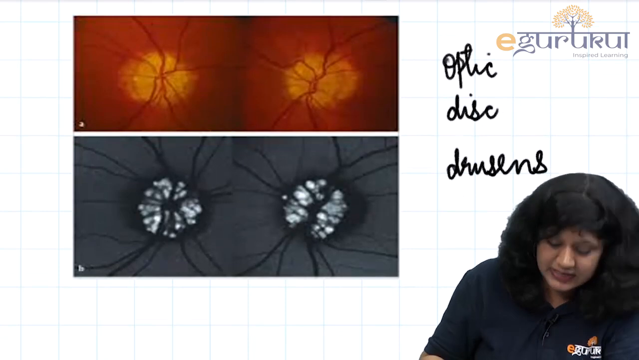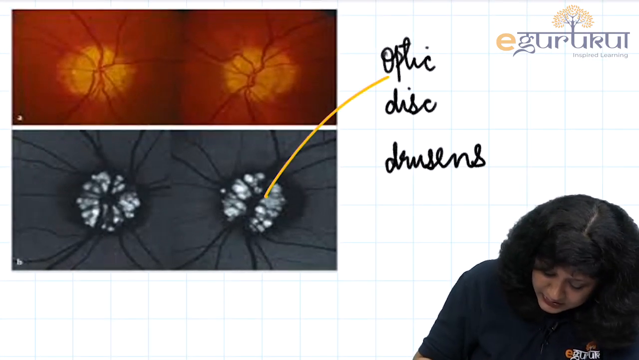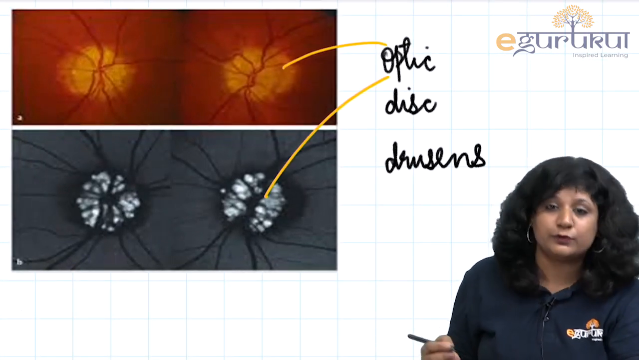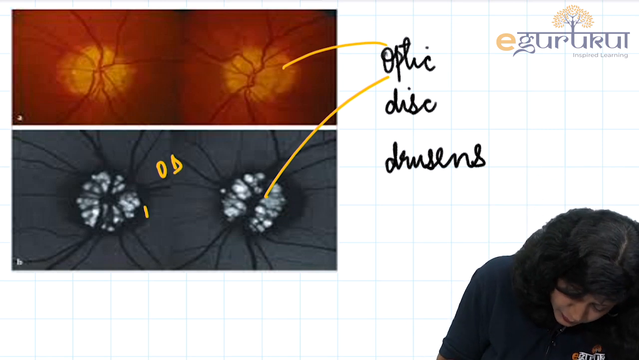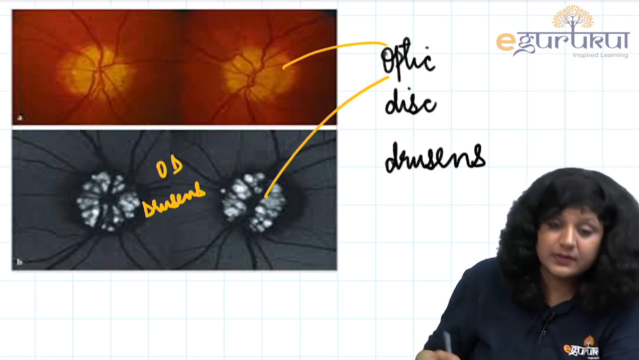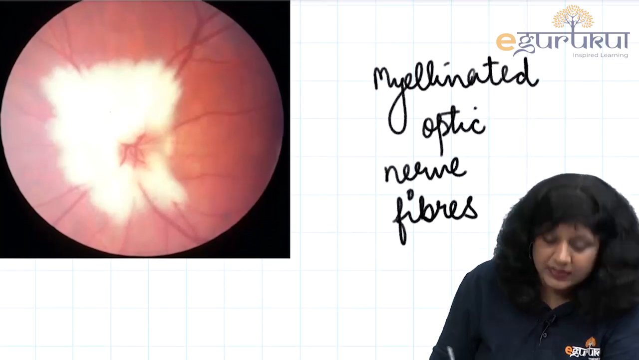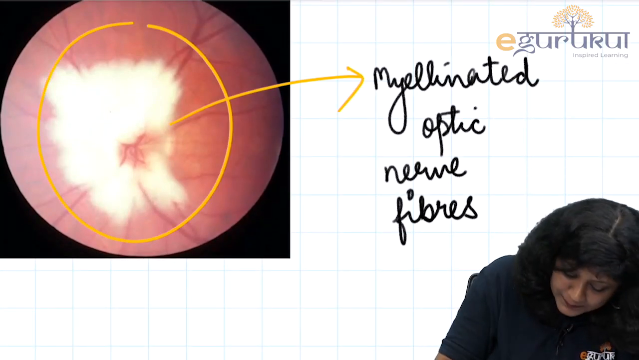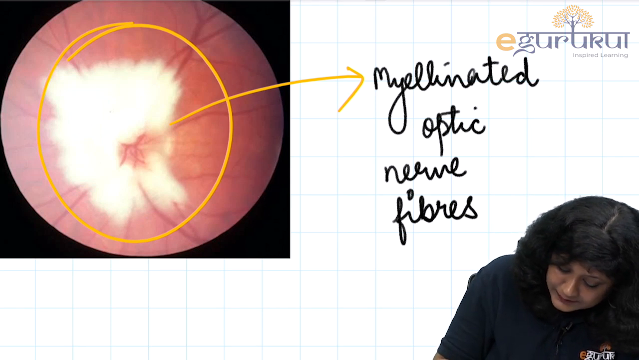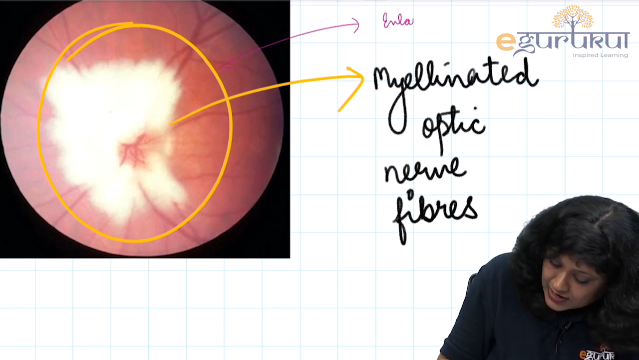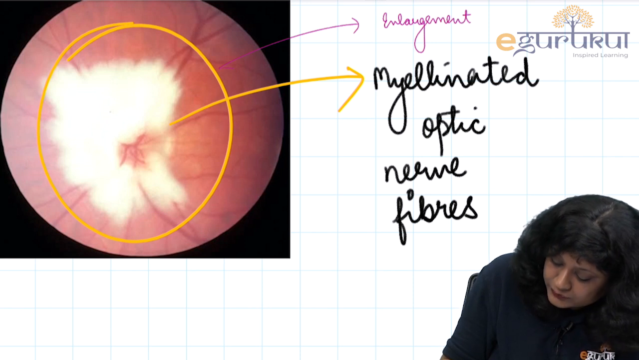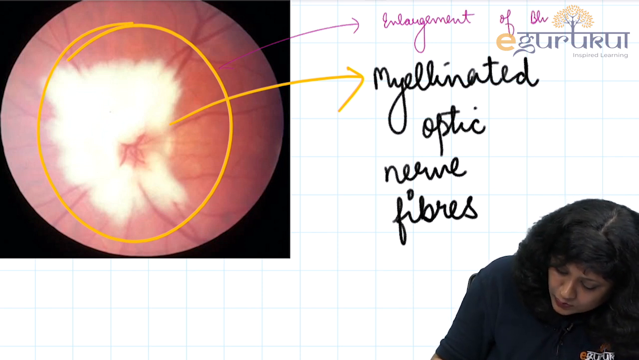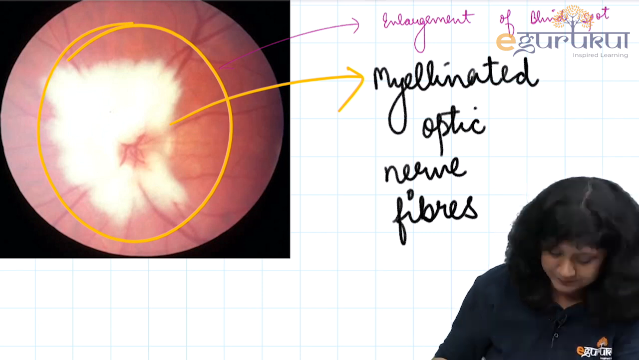Then see, these are your optic disc drusen. They are autofluorescent optic disc drusen. Then we can see the myelinated optic disc, and this will also present with an important thing, that is the enlargement of the blind spot. This will also lead to the enlargement of the blind spot.